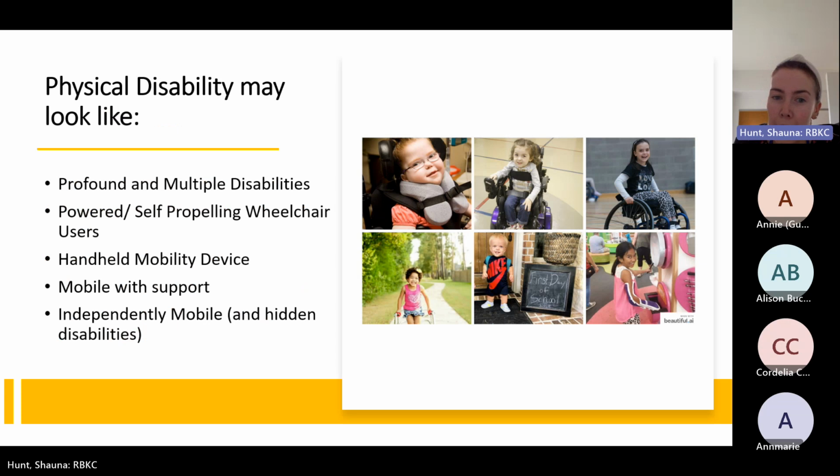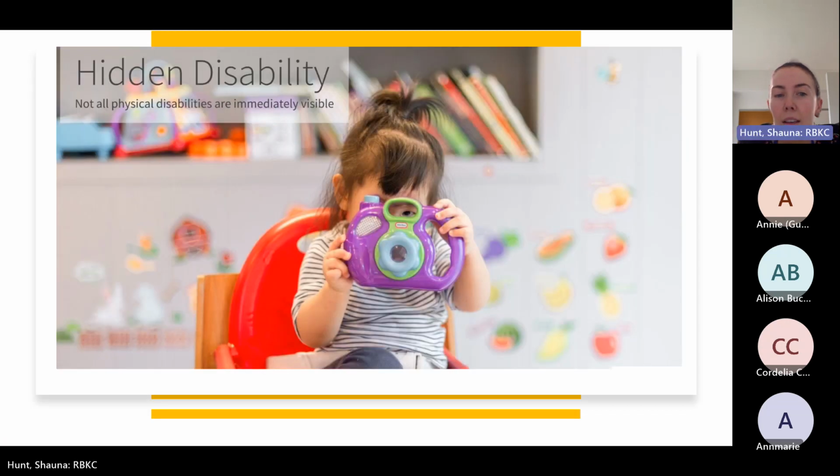Physical disability can be varied, and so they might have a profound and multiple disability. They may use a powered wheelchair or a self-propelled wheelchair to get around, or sometimes both. They might have a handheld mobility device, maybe a walking stick or a walking frame. They may be mobile with support, so they might just need a little handheld support to keep them stable. Or they might be independently mobile, and might have a hidden physical disability, which we'll discuss in the next slide.